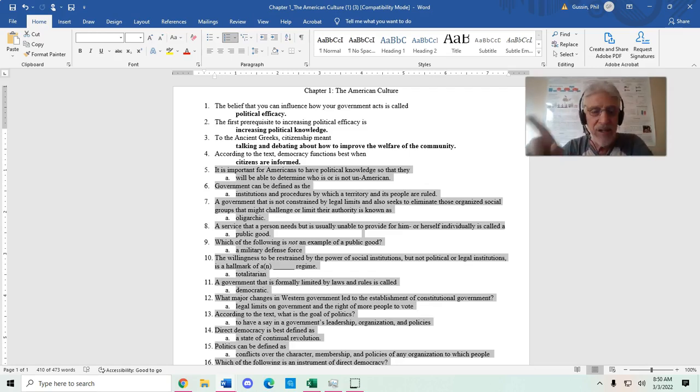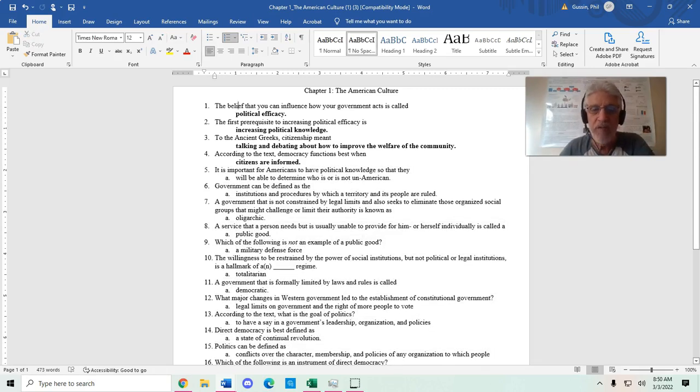So not only would she delete the answer, but because in Canvas, the order of the questions changes randomly, originally political efficacy was option A. She would just get rid of the A. So all she had was the belief that you could influence how your government acts is called political efficacy. She was just studying the correct answer.